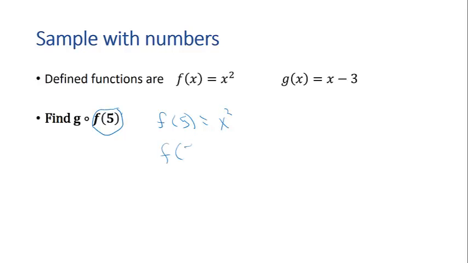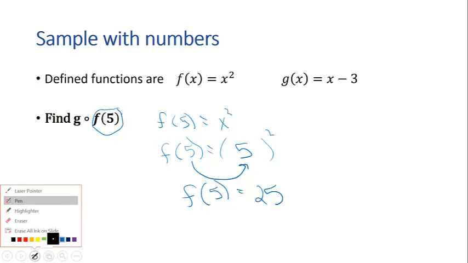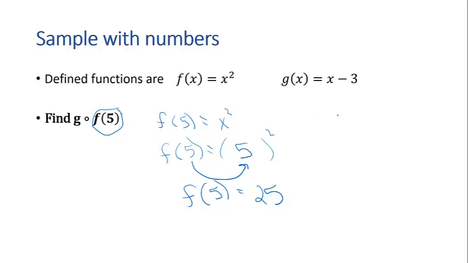Where the x is in the expression, I'm going to put parentheses, so something squared. What's in this spot here is going to go inside this parenthesis. So that means that f of 5 becomes 25. So now I can replace the f of 5 in my g function with 25. So let's go ahead now and focus on the g. So over here now I have g of, and the f of 5 is being replaced with its answer of 25.